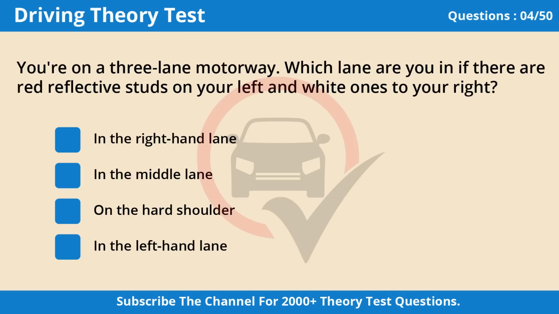Question 4. You're on a 3-lane motorway. Which lane are you in if there are red reflective studs on your left and white ones to your right? A. In the right-hand lane. B. In the middle lane. C. On the hard shoulder. D. In the left-hand lane.